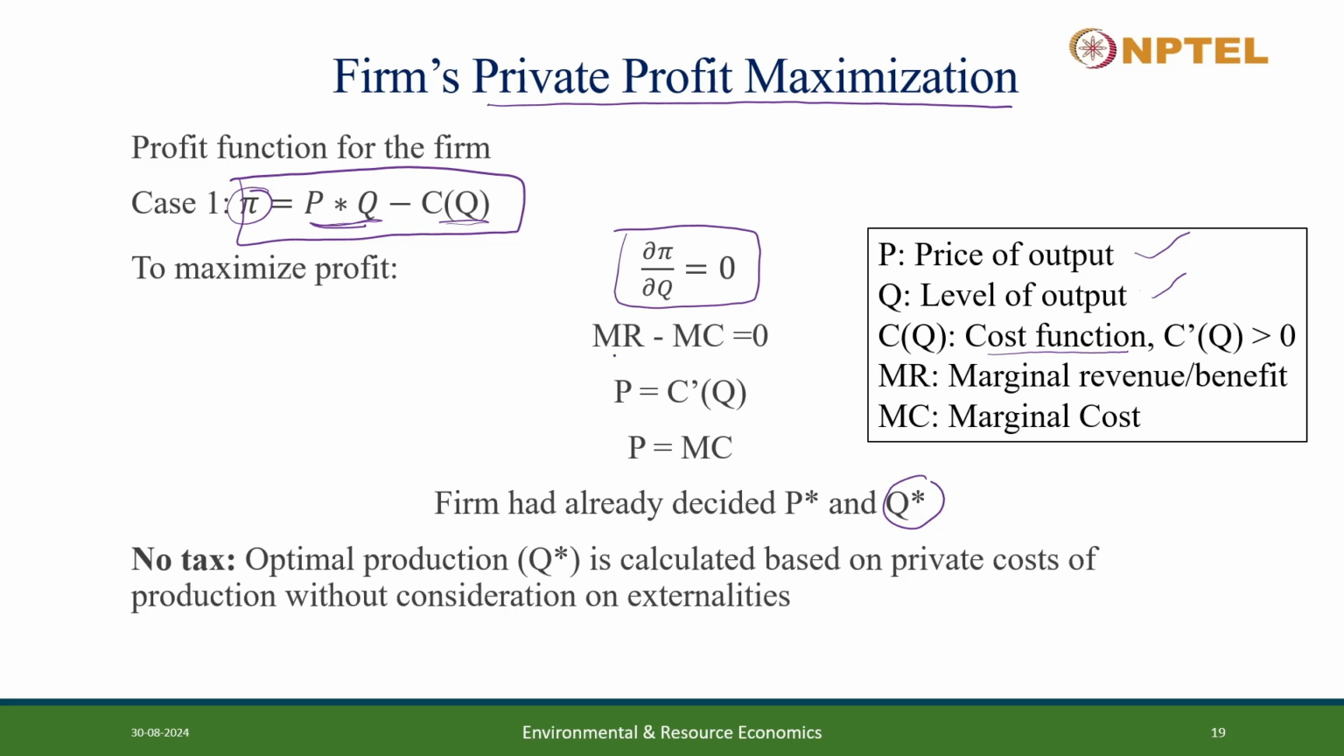Here we can say that marginal revenue, differentiating this term, is P, and marginal cost is C dash Q, differentiating cost with respect to Q, and this will be equal to 0, right? From here we get price equal to marginal cost of production. So when there is no tax, the optimum production is Q star, which is calculated based on the private cost of production without consideration of externalities. Is it clear?